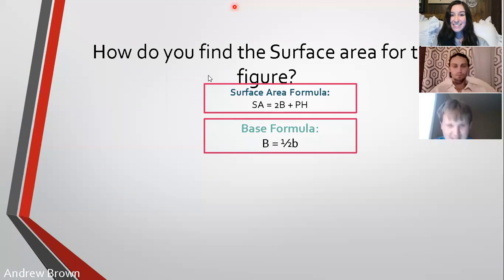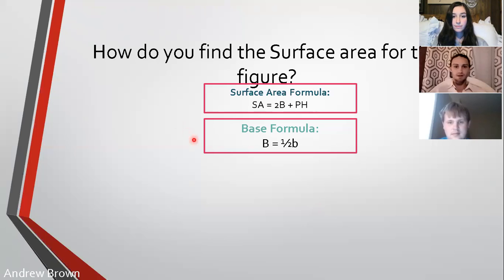Well, thank you. Okay, Andrew, how do you find the surface area for this figure? Great question. The surface area formula is already given right here. Surface area equals 2 base plus perimeter times height. And the base formula is base equals 1/2 times b times h. So we have those two. Now we need to figure out the base.